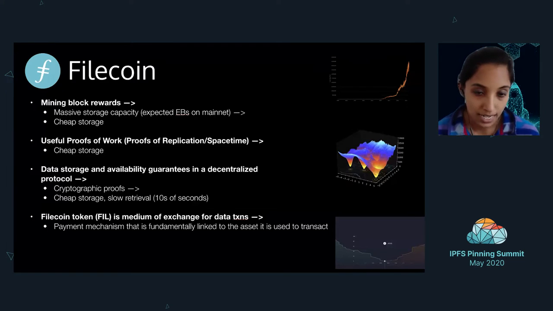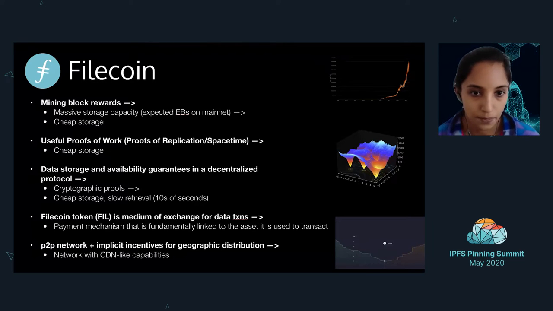The Filecoin token is the medium of exchange in the Filecoin storage network. This means that the token's underlying value is also fundamentally tied to the asset that it is used to pay for. You can use Ethereum to pay for Filecoin storage one day, or even in the short term, but you can also use Filecoin to pay for Filecoin storage. And this has a lot of interesting properties as well.